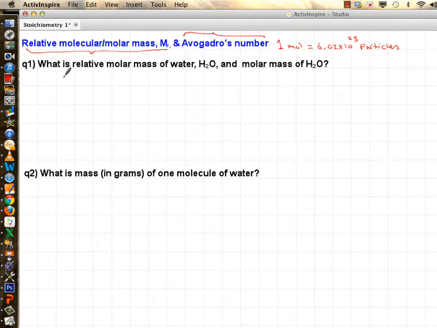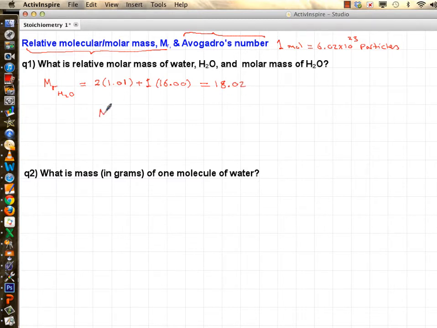So the first question I want to look at is what is the relative molar mass of water, and then what is the molar mass of water. M subscript R of H2O is the challenge. For a question like this, you go to the periodic table and sum up all the atomic masses of the elements within the compound. We have 2 hydrogen. Each hydrogen is 1.01. Plus, we have 1 oxygen. It's 15.99 or 16.00. Sum it up, you get 18.02. Since it's relative, it has no units.